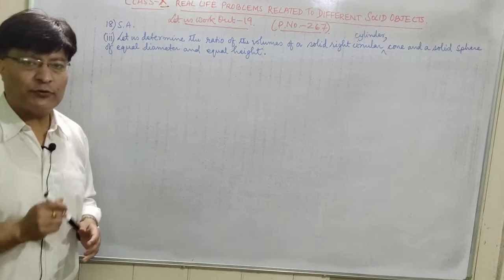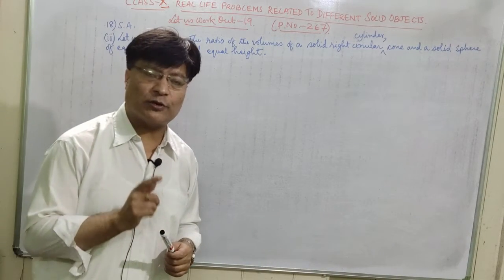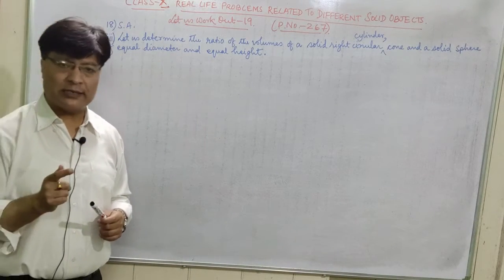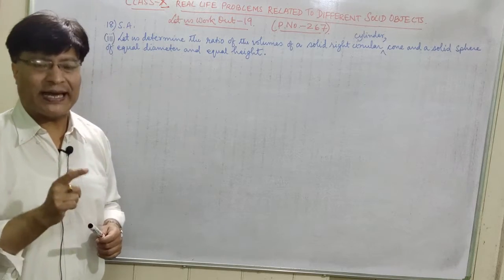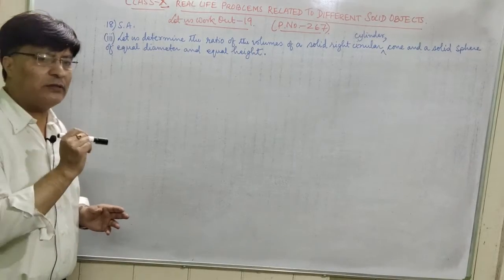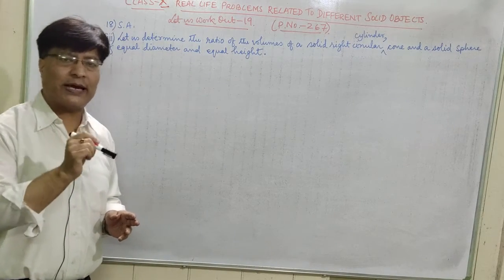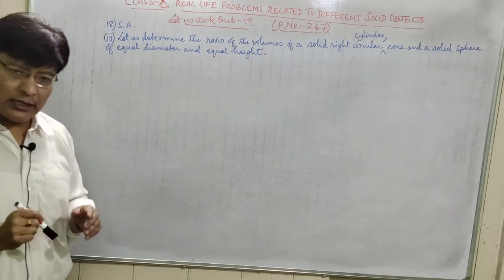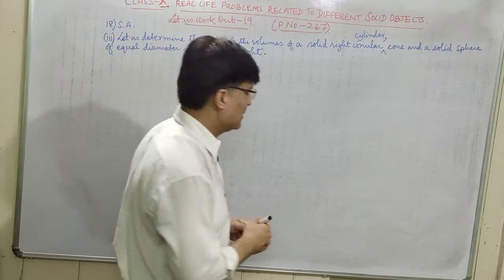So you have to find out the ratio of the volumes of the solid circular cylinder, solid right circular cone and the sphere. In the question it is given that all these figures have got equal diameter and equal height.